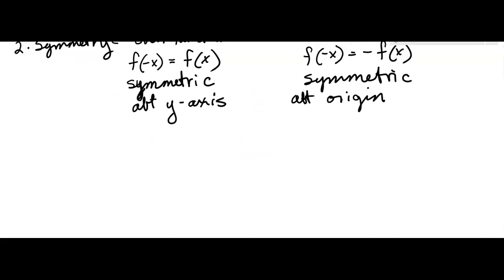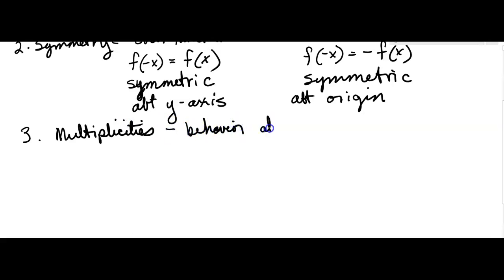Okay. Step 3. You're going to use multiplicities. So you use the multiplicities to find the behavior at the x-intercepts, or the zeros, if you want to talk about it that way. You'll know, okay, does it bounce off the x-axis? Is it crossing through the x-axis? Is it crossing, but it's kind of curved, kind of snaking its way through?